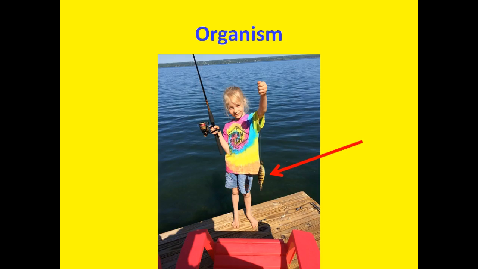And we're going to use this example for levels of organization in ecology. In this particular case, the organism that we're going to start with is Ruthie's first catch of the year here, and she caught a perch off the dock at our cottage. So the perch, of course, is a fish. It is an individual animal and is our example of organism, the lowest level of organization in ecology.